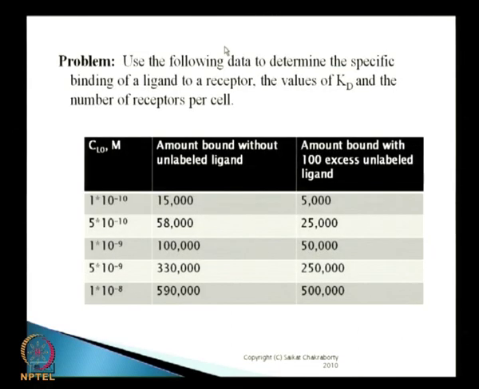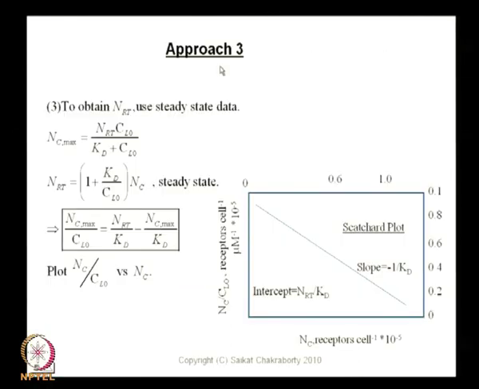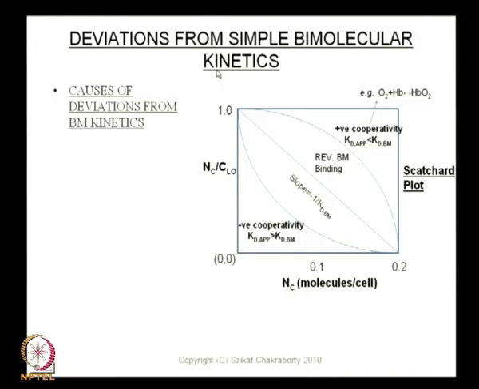So, today we start something. All this analysis that we did was for the case where we assumed a simple reaction kinetics, R plus L giving a complex, and we assume that it is second order in the forward direction or first order in the backward direction. Now, that may not be the case all the time. So, that is what we are going to look at.